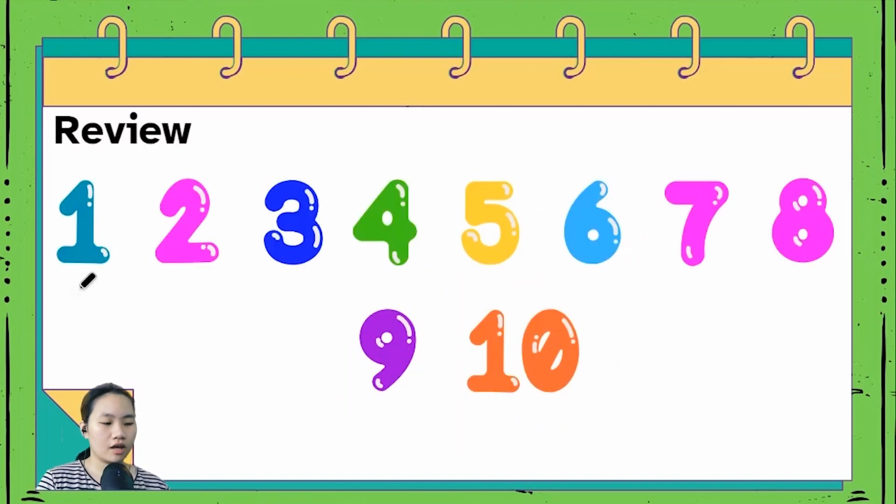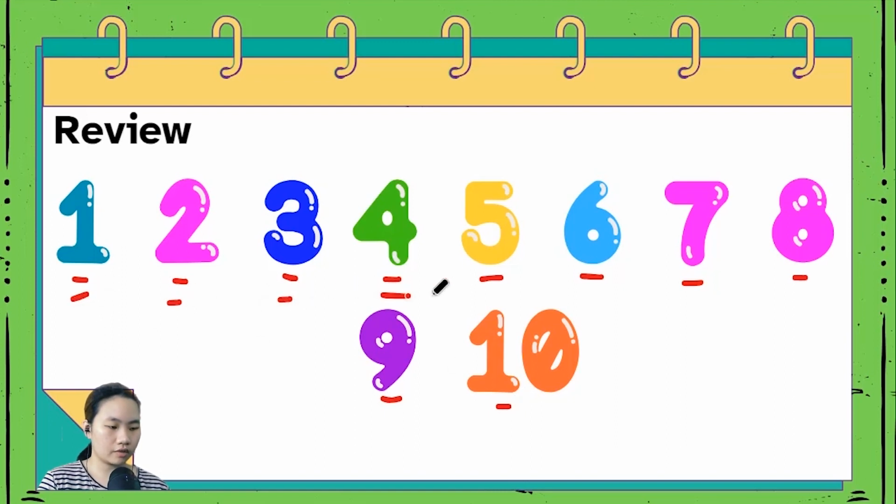Okay, before we move on to the next part, let's do a little bit of review. We've already learned about this from the previous lesson. Okay, I hope that you remember 1, 2, 3, 4, 5, 6, 7, 8, 9, 10. Okay, let's do it one more time, but a little bit faster. 1, 2, 3, 4, 5, 6, 7, 8, 9, 10.